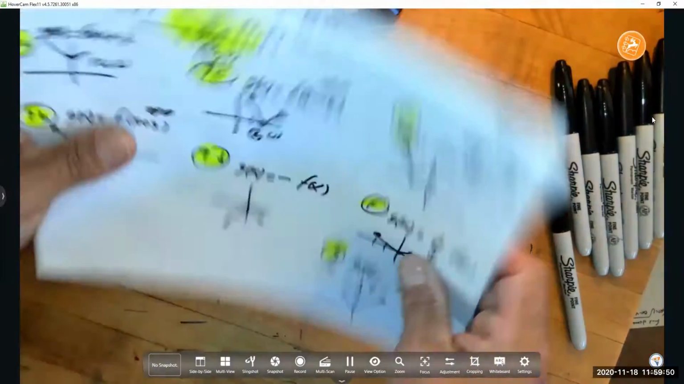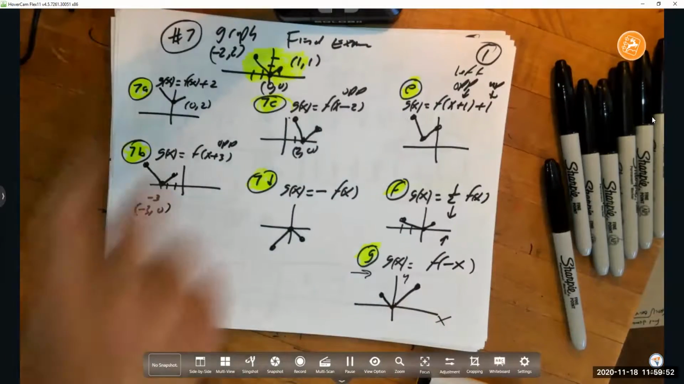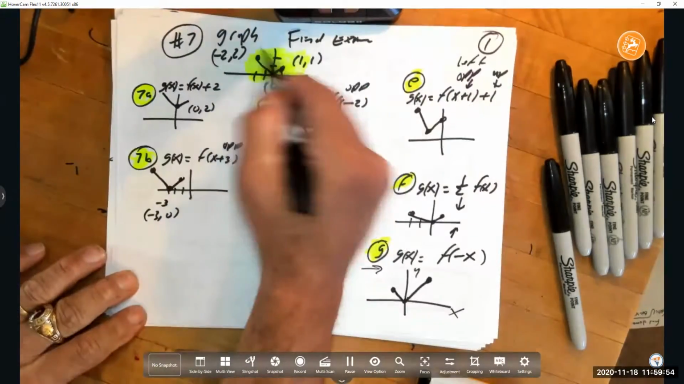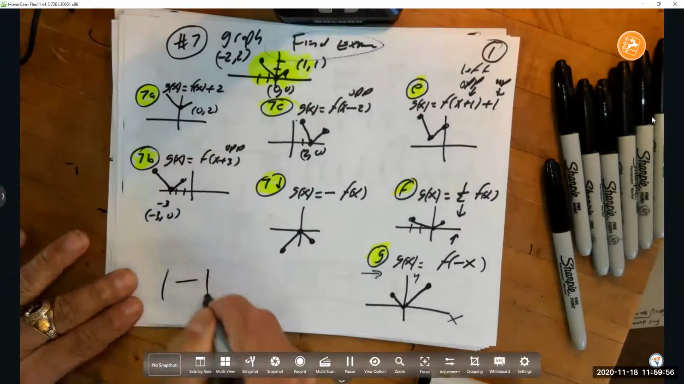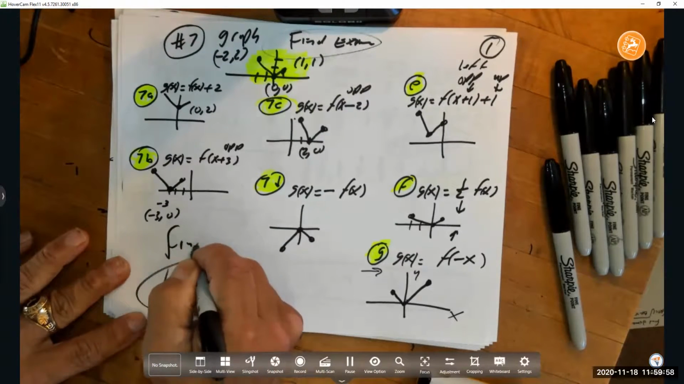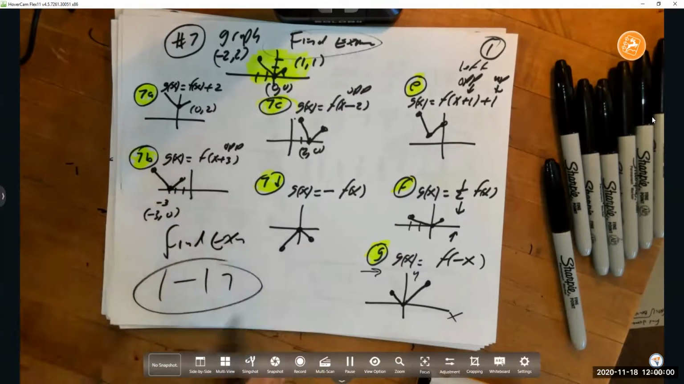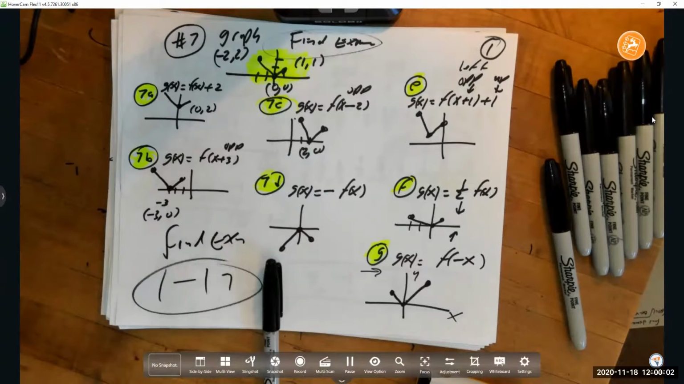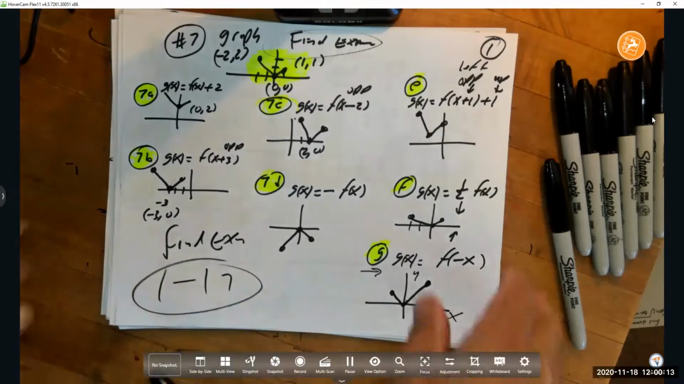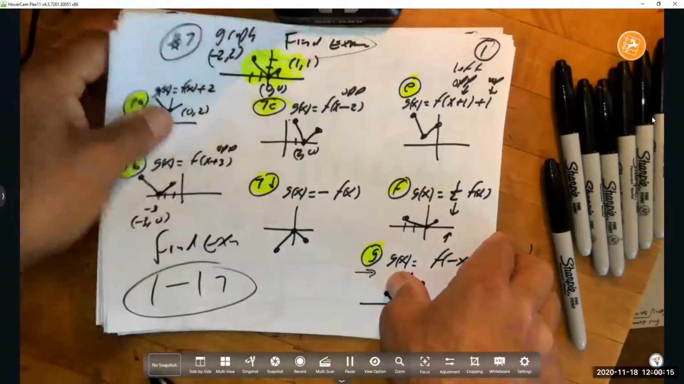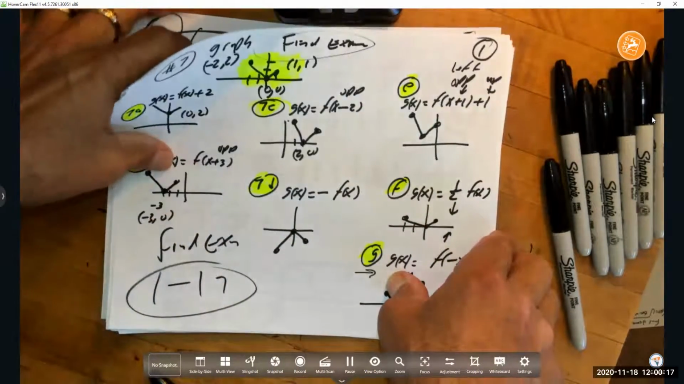All right. From there, just try these. This is on the final exam. See if you can do 1 through 17. Where? On the final exam. Okay. 1 to 17 on the final exam. All right. I'll turn it off in 1 minute. Okay. 1 minute.